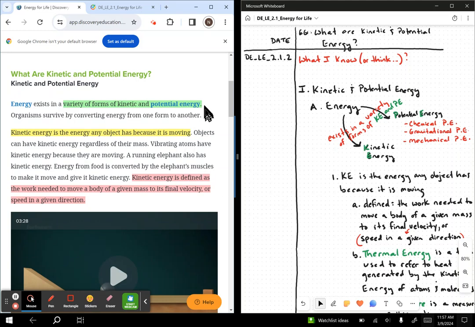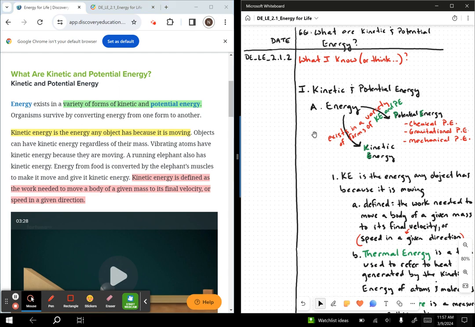So, Roman numeral one, we're taking it from this black title here, kinetic and potential energy. So go ahead and write that down for Roman numeral one. And we've, in our own words, taken the text. Kinetic energy and potential energy. You find that energy exists in usually these two forms, one or the other, right?